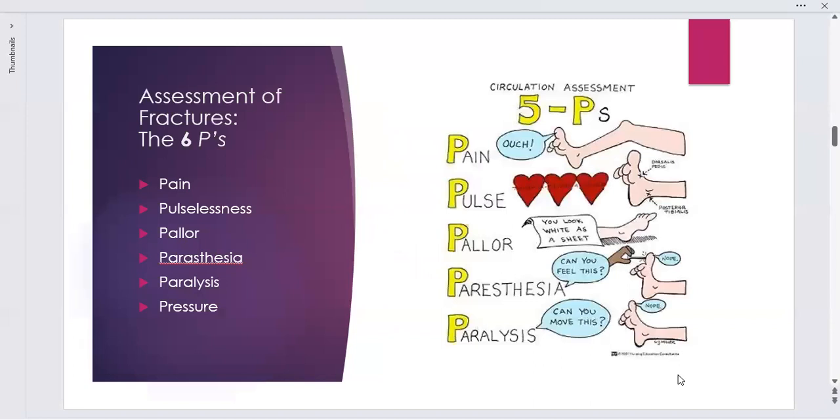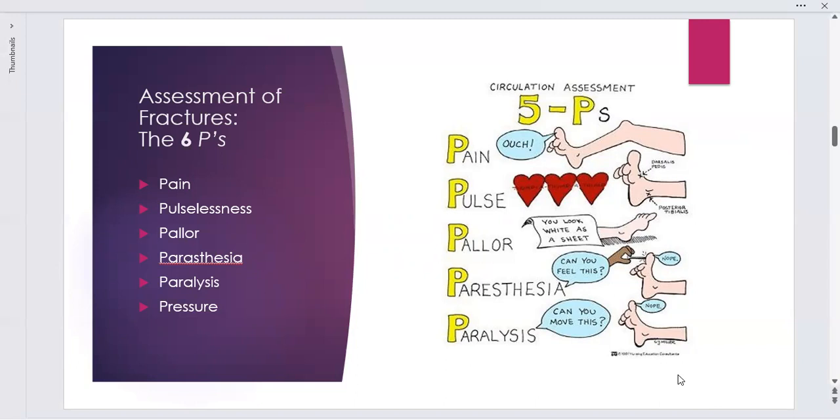All right, when you are assessing your fractures, you want to think about our 6 P's, okay? So we've got pain, pulselessness, meaning you cannot feel a pulse in that area. Pallor or pale, paresthesia is our pins and needles kind of feeling. Paralysis means that they can't feel or they have no ability to move it. And then pressure. So what does it look like? Okay.